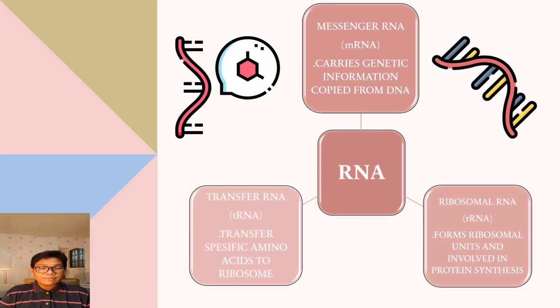The last slide for this chapter is about RNA. There are 3 types of RNA, which are mRNA, or messenger RNA, tRNA, or transfer RNA, and last but not least rRNA, or ribosomal RNA. Each type of RNA has its own uniqueness and functions.